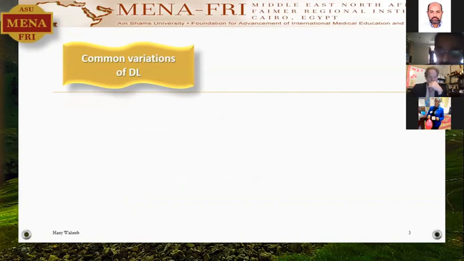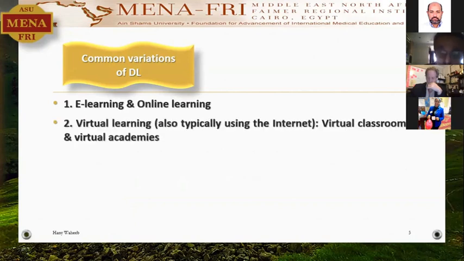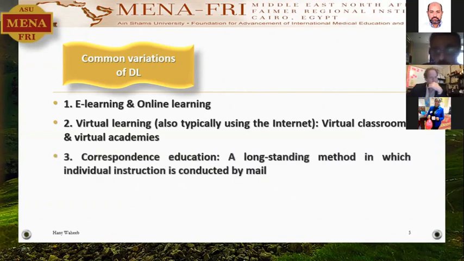What are the common variations of distance learning? E-learning and online learning are one of the variations. Virtual learning also uses the internet, with virtual classrooms and virtual academies, as we do at the moment. Also, there was what is called correspondence education. It is a long-standing method in which individual instruction is conducted by mail. Also, in FAMR, in ASU Minafrai, we use a listserv for discussions. It is some sort of correspondence education, discussions by mail.